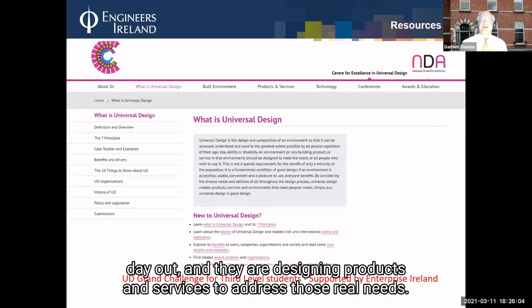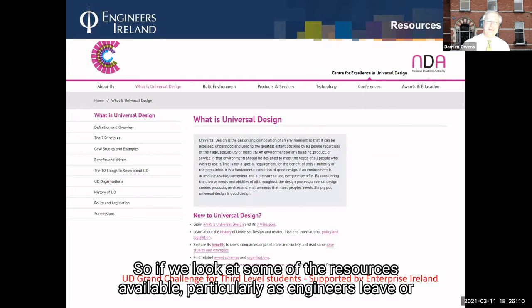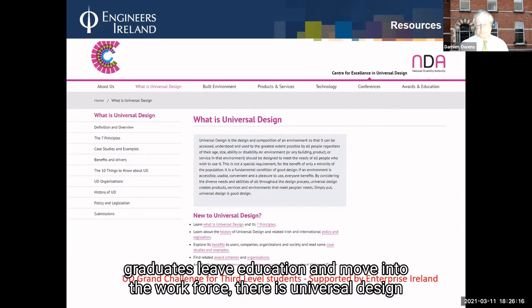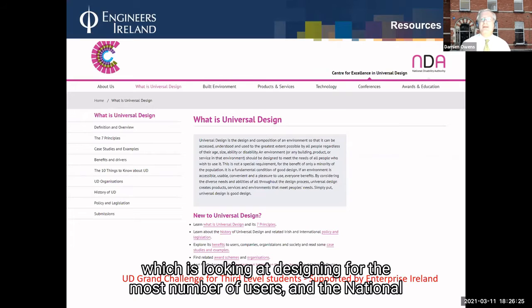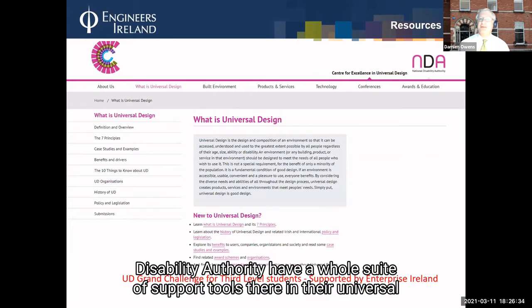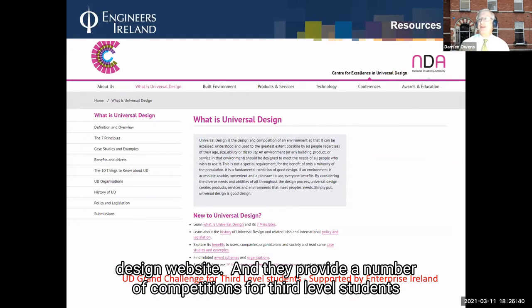So if we look at some of the resources that are available, particularly as engineers leave or graduates leave education and move into the workforce, well, there's universal design, which is looking at designing to cater for the most number of users, and the National Disability Authority have a whole suite of support tools there on their universal design website, and they provide a number of competitions for third level students to design inclusive designs for be it houses or products of any description. They have a competition every year on that, and that's supported by government agencies such as Enterprise Ireland.